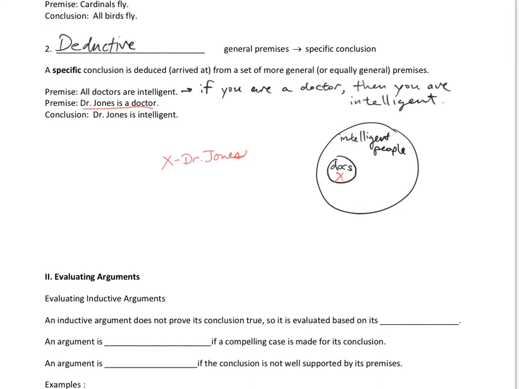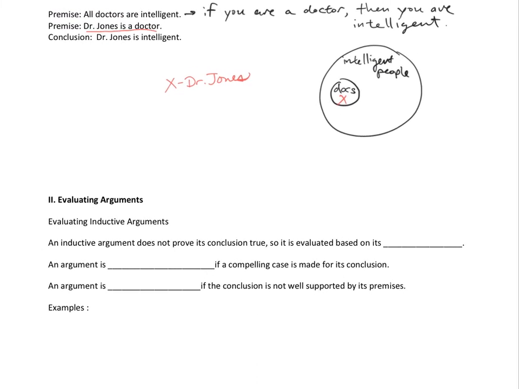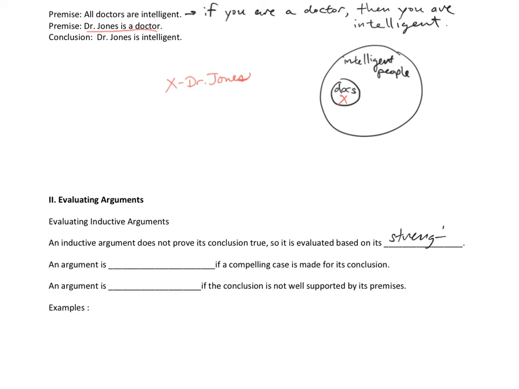So right down here, I have this evaluating arguments. So we have an inductive argument does not prove its conclusion is true. So it has to be evaluated on its strength. An argument is strong if a compelling case is made for its conclusion, and an argument is weak if the conclusion is not well supported. And so we will actually take some looks at examples on the next slide.